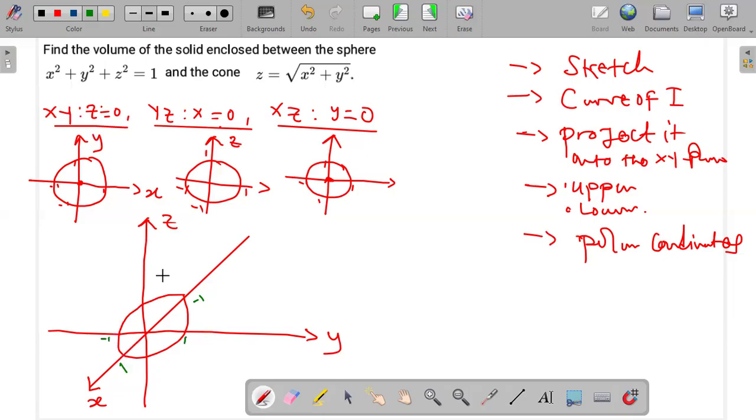Now I need to draw another circle, but in the YZ plane. This is my Y, this is my Z. I'm going to say my 1 in the Z should be somewhere there, and then I have my minus 1 there. So I'm going to draw my circle in the YZ plane. My circle will be something like this.